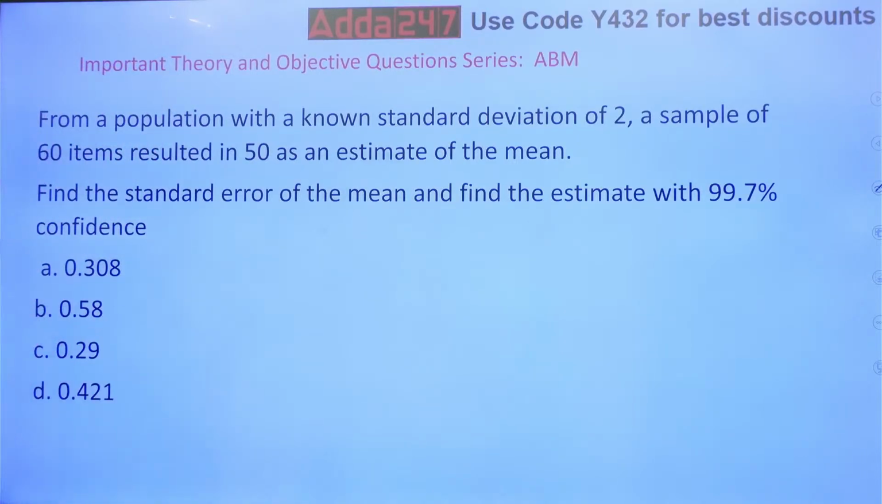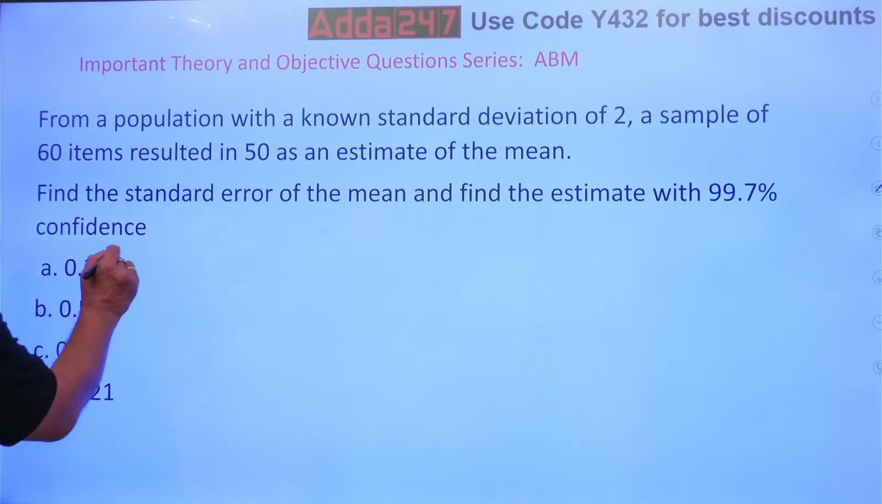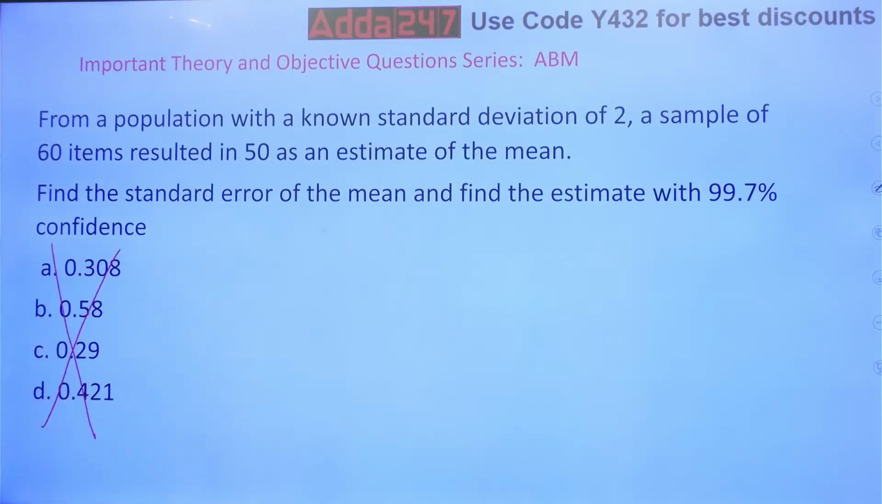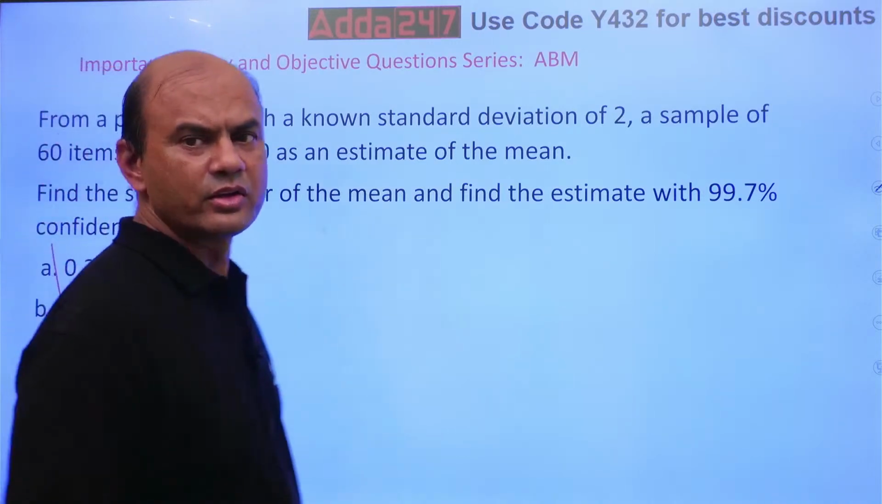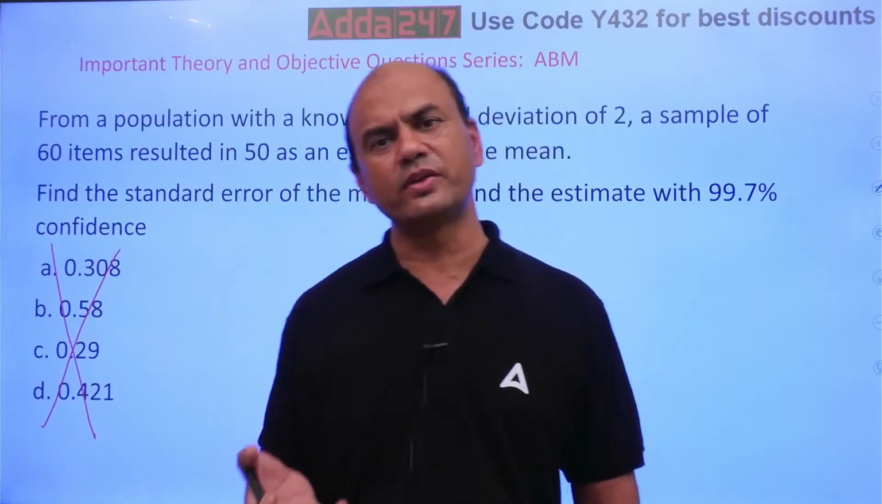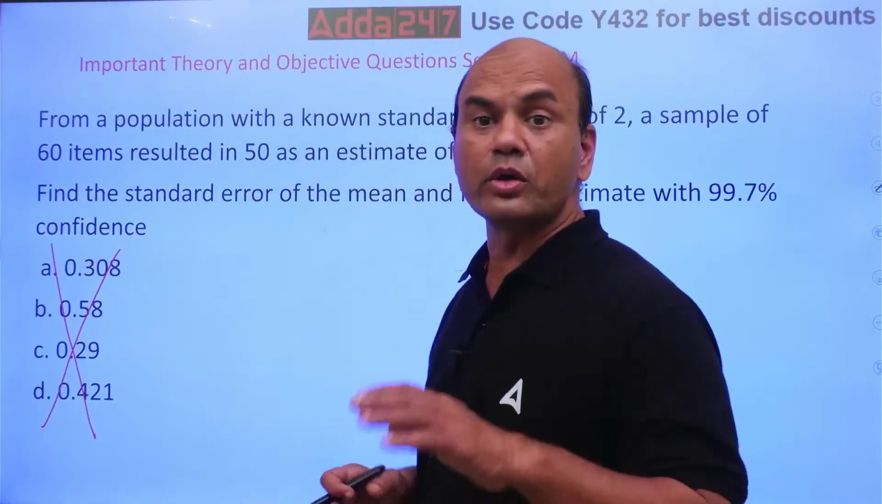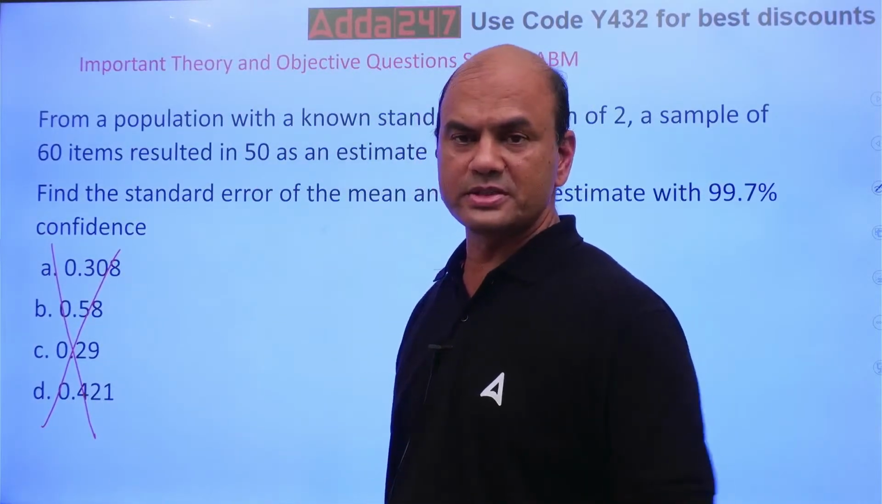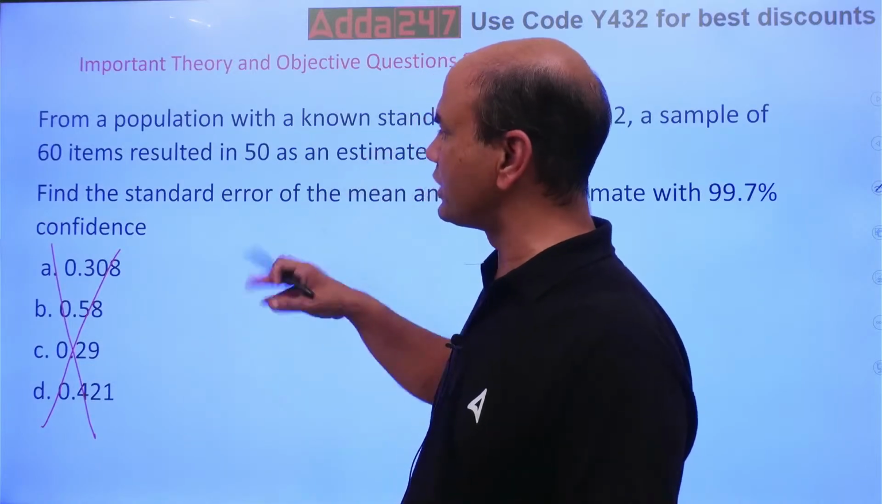I'll just give you one hint. The hint is all the answers are wrong. This is the hint. All the answers are wrong. You try. Let me get the answer. You also have a few questions in your exam without options. No options. Directly the question is given, you type your answer.